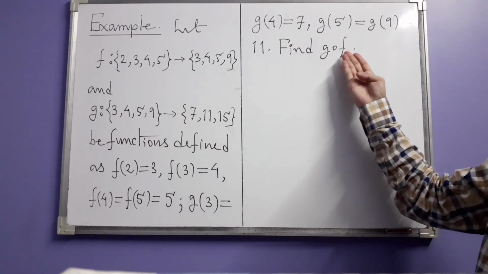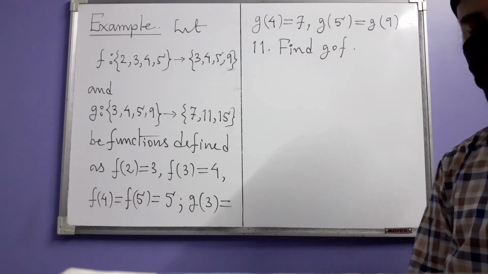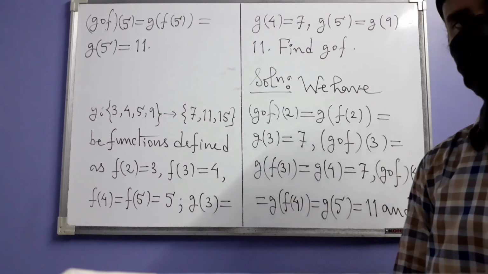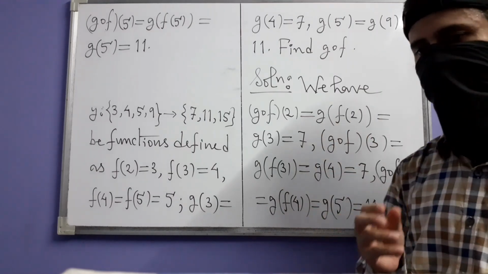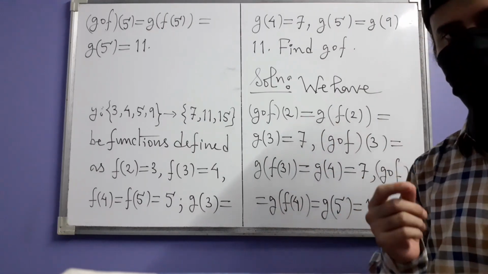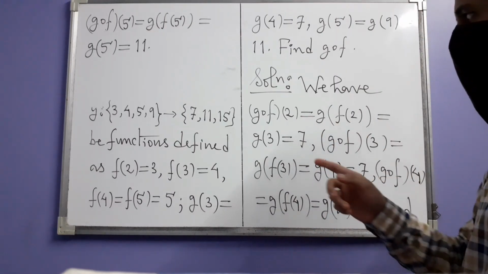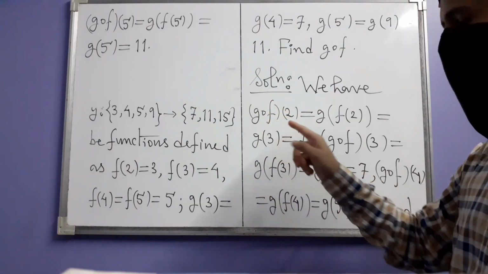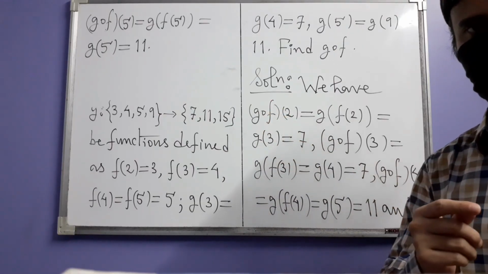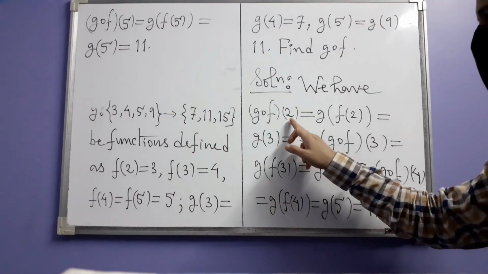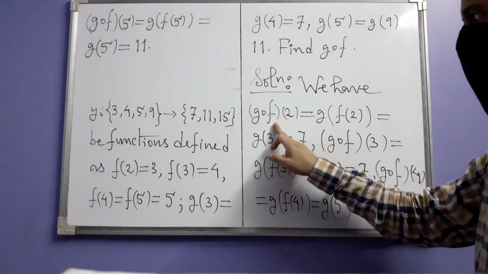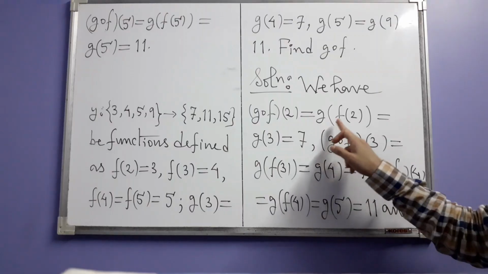We have to find g composition f. So we straight away calculate the values of this function at the inputs. Inputs means the points in its domain. Because the domain of this composition is the same as the domain of f, you go back and look at the domain of f. There you have this point 2, and g circle f of 2 by definition is g of f of 2.